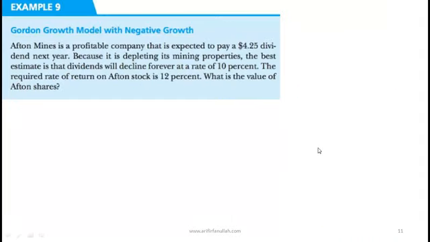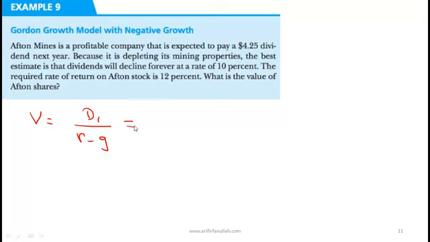Now, I don't think you were hit with this in Level 1, but is it possible for a company to have negative growth? Dividends are going down. What do you think, can you use the dividend discount model if g is negative? The answer is you can. This might seem a shade counterintuitive, but you can use the exact same formula. If you notice, the value is equal to D1 over (r minus g).